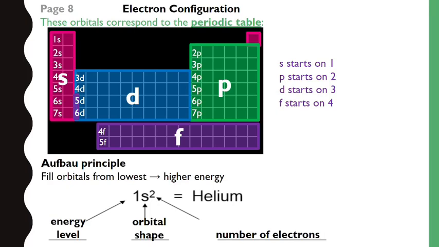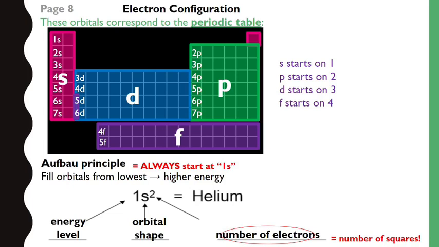Now, this little note is already written in your packet. The Aufbau principle tells us to fill from lowest to highest energy. Number of electrons is the number of squares. The Aufbau principle means that we have to start at the lowest energy. We always have to start at 1s, even though it's really basic, it's really simple, it's extremely repetitive. We've got to start at that 1s orbital every single time.